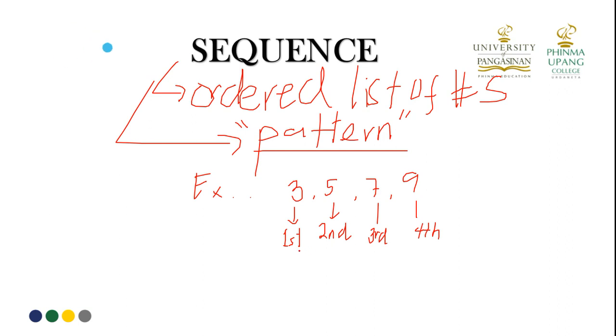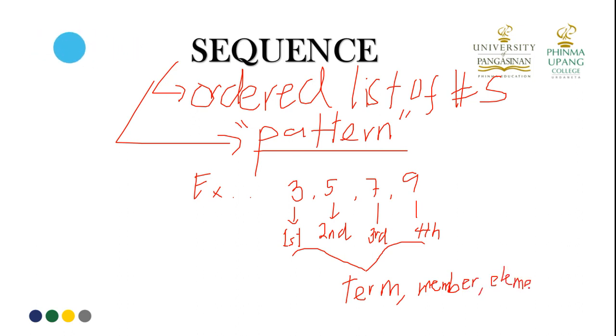And of course po, yung first, second, third, and fourth, tatawagin natin siyang term. Ibig sabihin po, yung first term natin is 3, second term natin is 5, third term natin is 7, and the fourth term is 9. Aside from that term, it could be a member. Pwede siyang tawaging member or element. Tatlo ang tawag sa kanila. So term, member, and element.